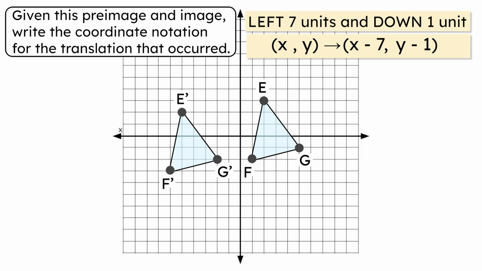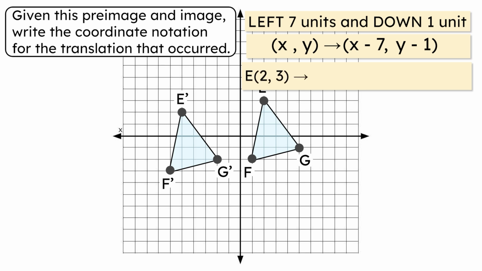To make sure our coordinate notation is correct, we can compare the coordinates of a corresponding point from the pre-image and image. Point E is 2, 3. According to the coordinate notation, we subtract 7 from the 2 and subtract 1 from the 3, giving us new coordinates of -5, 2. Let's check whether that matches up with E prime on the coordinate plane. And it does.